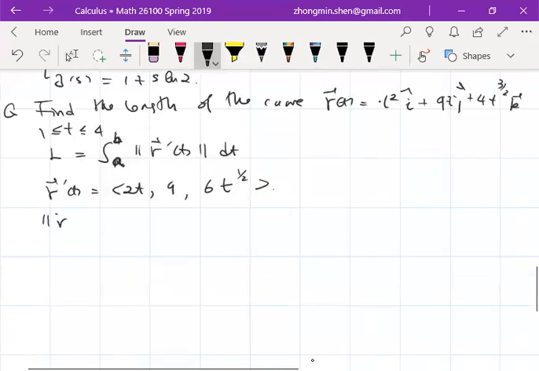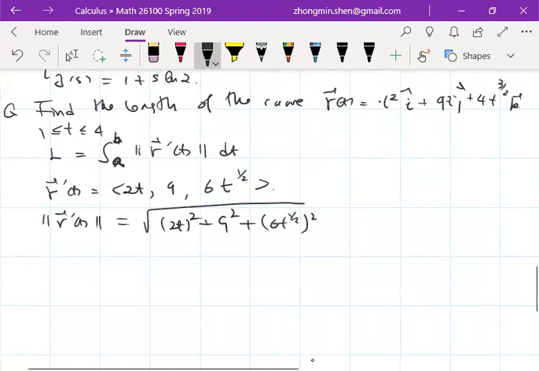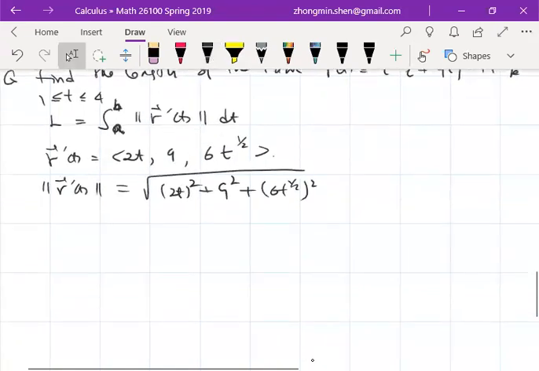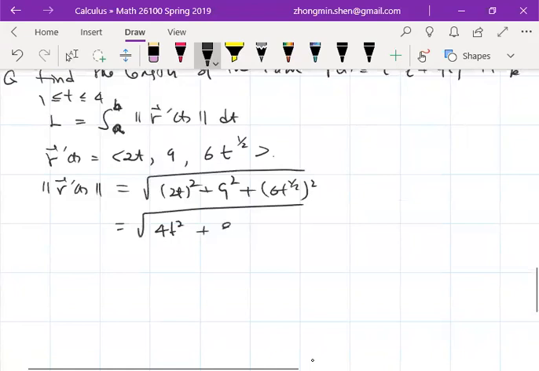Then you try to simplify this before you put it in the integral. It's going to be 2t squared, 9 squared, and then 6t to the 1/2 squared. We hope that we can write it as a square. So 36t.